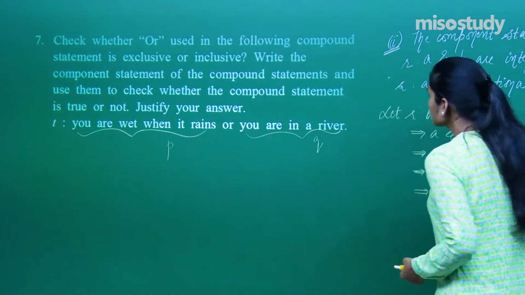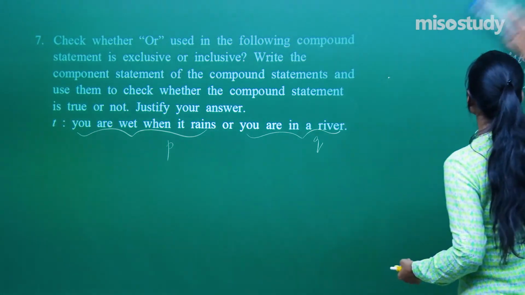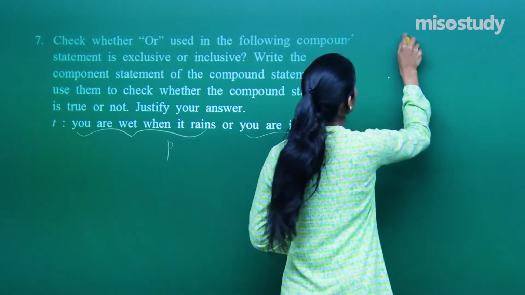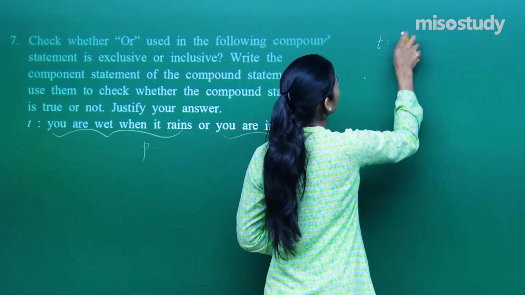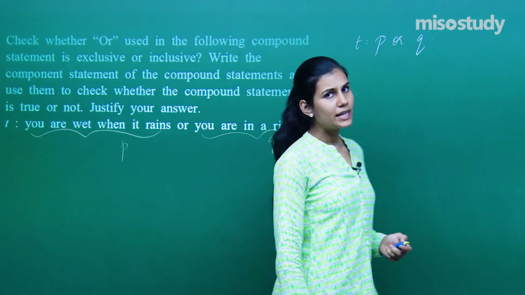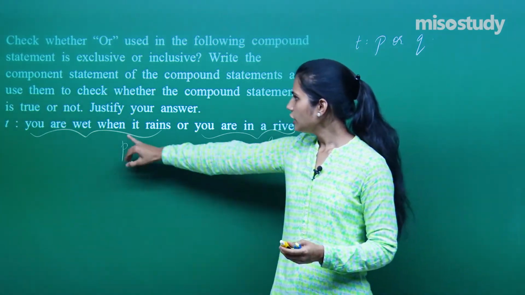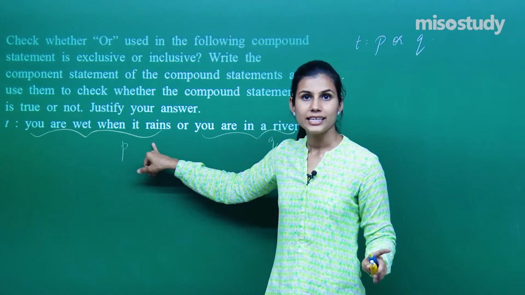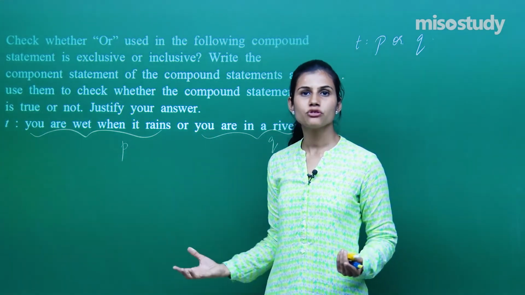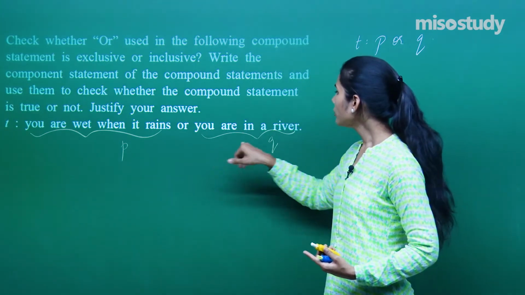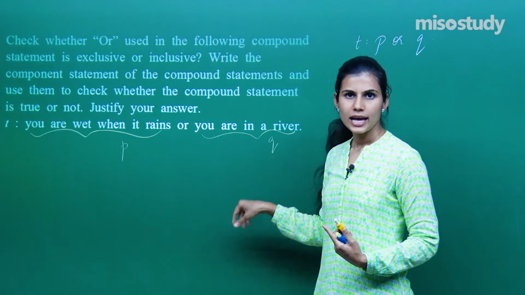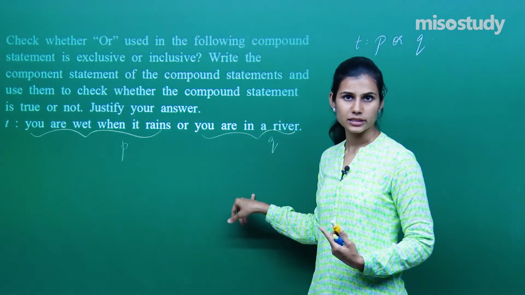So basically this particular statement is using the connective "or". The statement is P or Q. Try to get the statement. You are wet when it rains. It's a true statement, right? You obviously get wet when it rains. It holds the truth value of being true. You get wet when you are in a river. This also is a simple statement in here and it is a true statement.